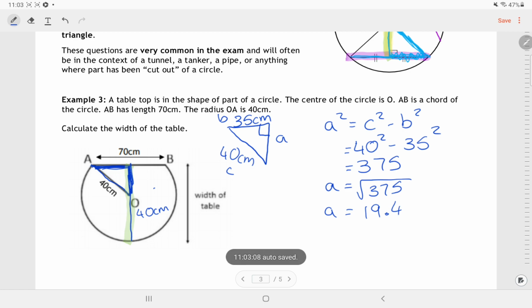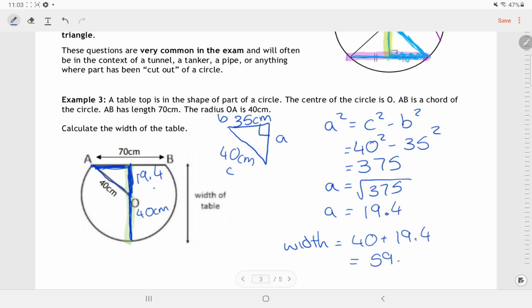If I mark that onto the diagram as 19.4, it's now more clear how we are going to find the width of this tabletop. It is the 19.4 line in addition to the 40 line below. So 40 plus 19.4 will give us 59.4 centimetres as the width of the table.